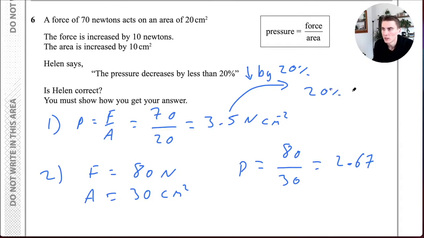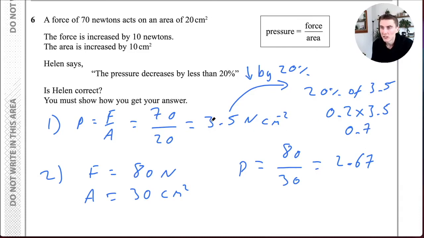So 20% of 3.5. Remember, to find a percentage of something, you divide the percentage by 100. So 20 divided by 100 is 0.2. And then you multiply it by the number. So 0.2 times 3.5, which we can put into our calculator. And that should be 0.7.